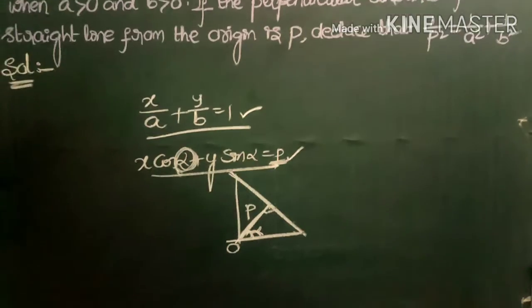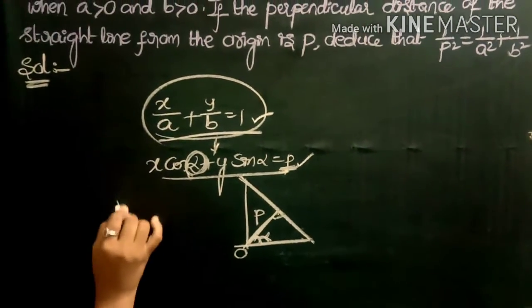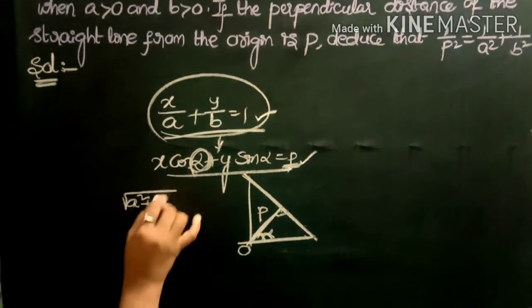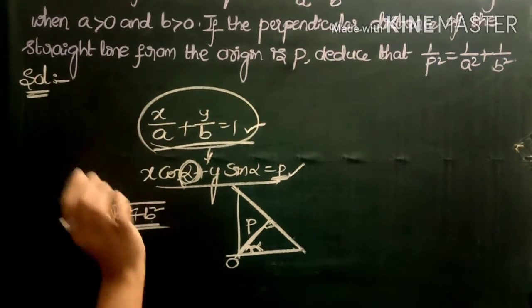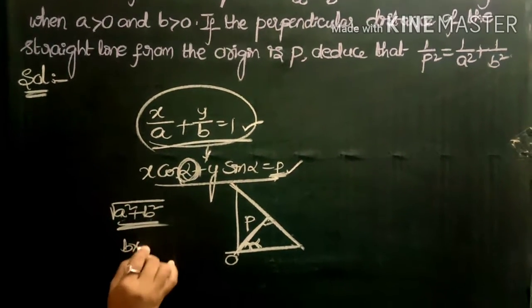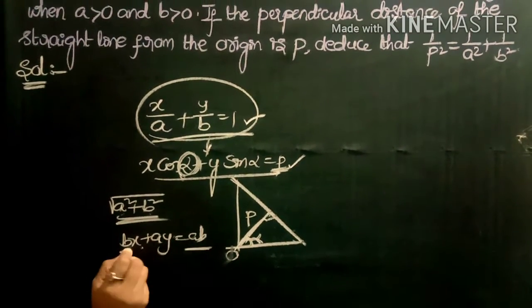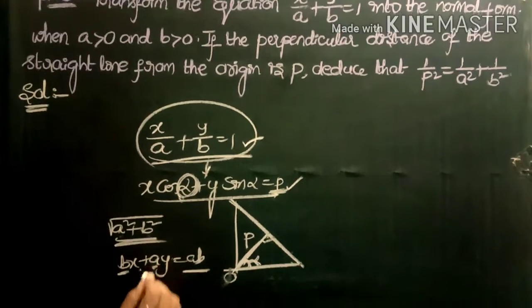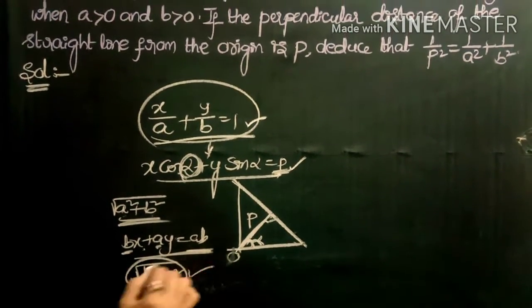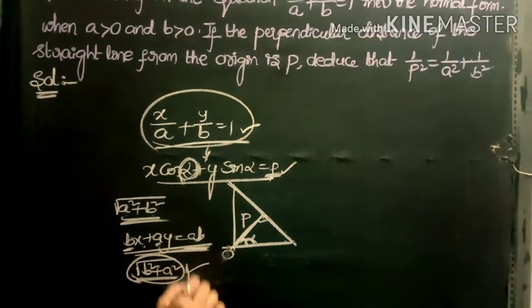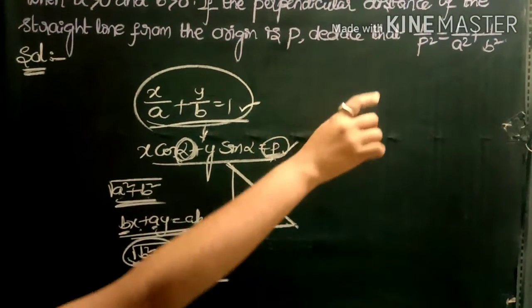Now we want to convert the given equation to the normal form. The procedure is dividing the given equation by the value square root of a square plus b square, that is, the square root of x coefficient squared plus y coefficient squared. First we take the LCM of the given line, then we get the equation as bx plus ay is equal to ab. Here the x coefficient is b and the y coefficient is a. We divide this whole equation by the square root of b square plus a square. After dividing, we get the normal form, and from the p value in that normal form we deduce the result.